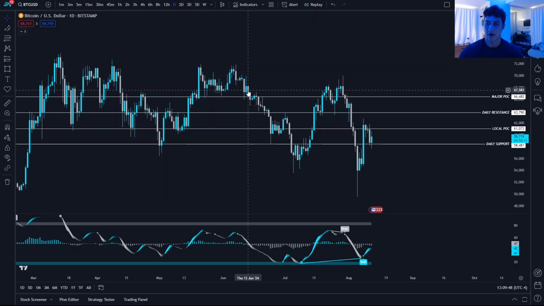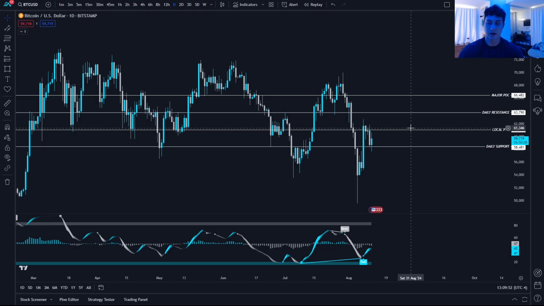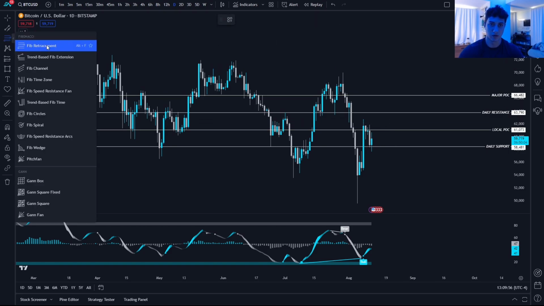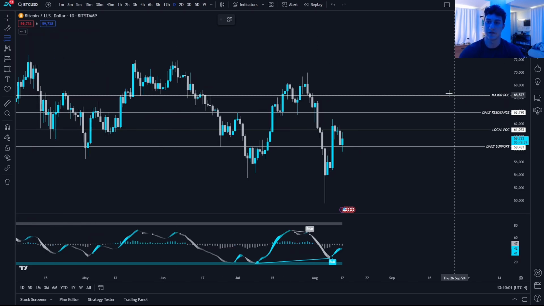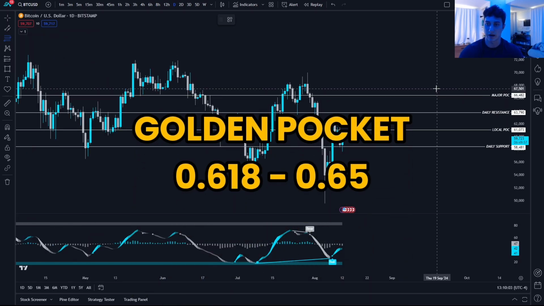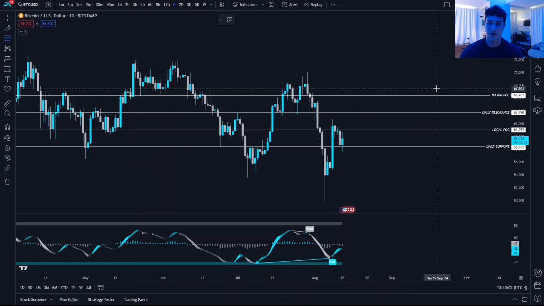Okay, now that we have our key levels marked out, we want to start drawing fibs, right? The Fibonacci retracement tool is a built-in TradingView tool. You can press Alt F on your keyboard to get this. A lot of people use many different fib levels. I like to use the golden pocket, and that's it. I like to keep my trading as simple as possible, so I'll use the golden pocket.